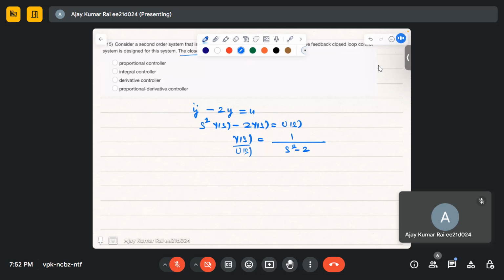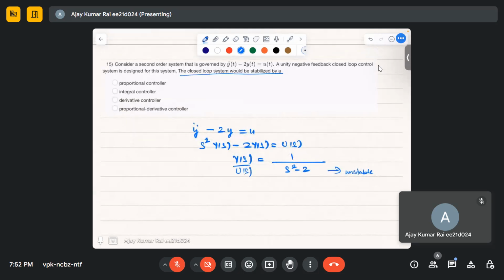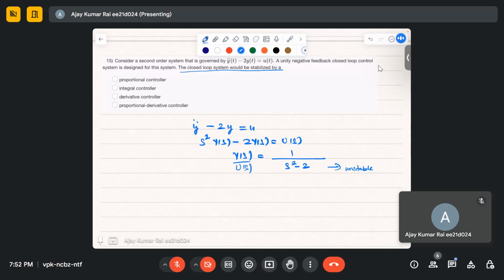Its roots you can write here, plus root 2 and minus root 2, so one pole lies on the right hand side. Anyway, this is unstable. But we have to stabilize this system by using an appropriate controller. So how to find out? Let's do it one by one. You can say this pole is in the right hand side of the s plane. That's why the system is unstable.